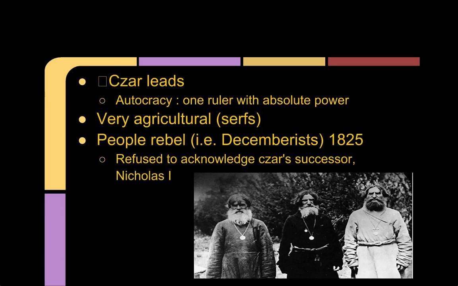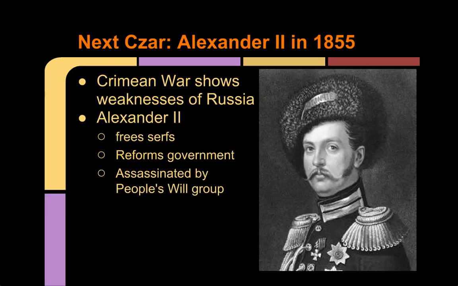And a group called the Decembrists will be rebellious, and in 1825 they're going to rise up. They're going to refuse to acknowledge the Tsar's successor, which is Nicholas I. So they're openly not acknowledging him as the leader of Russia.